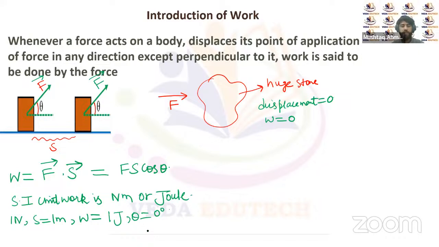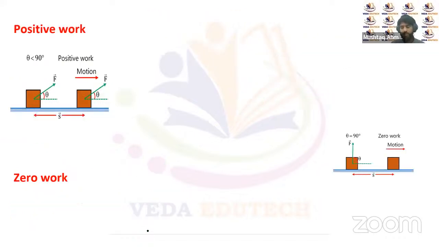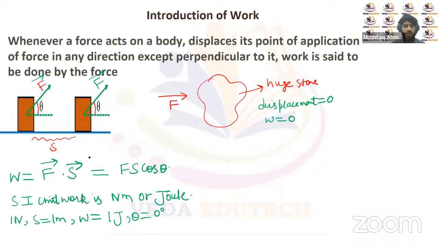So we can clearly see that for different angles with respect to the displacement, force can do different amounts of work. So we can see what the possibilities of work are. We know that work, F dot S, is a scalar product. Doing a scalar product of two vectors, we get a scalar quantity, which means that work is a scalar quantity.